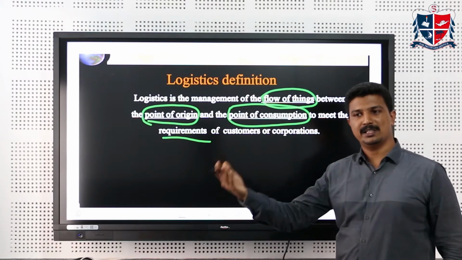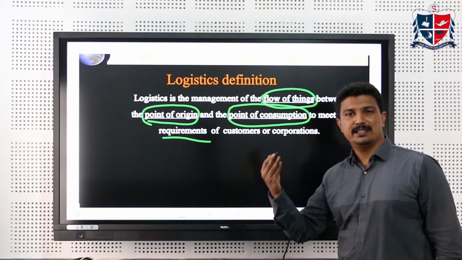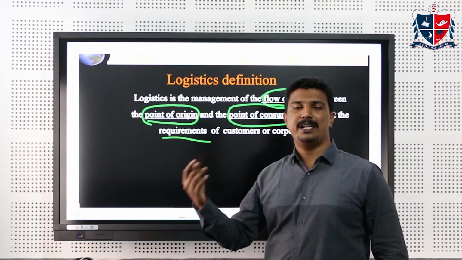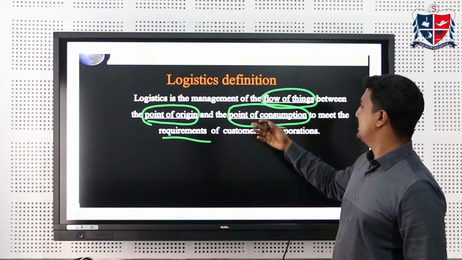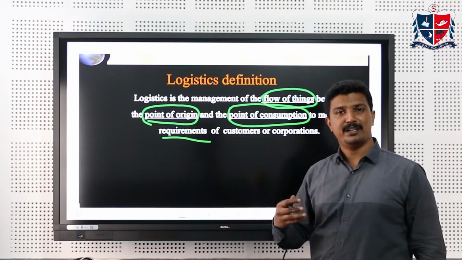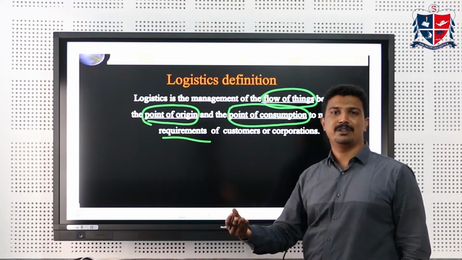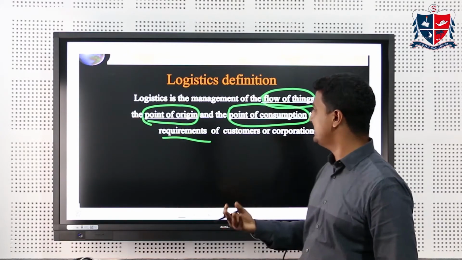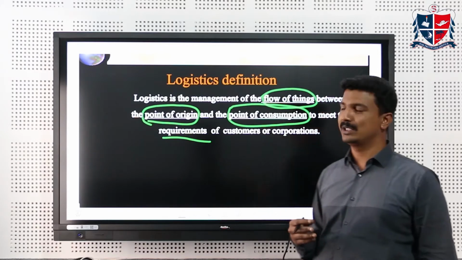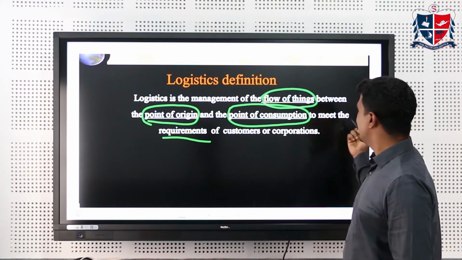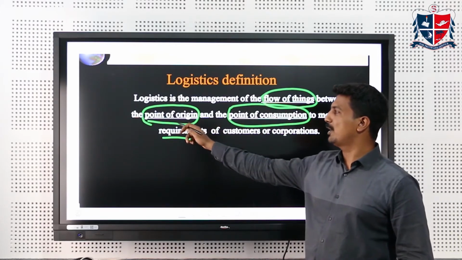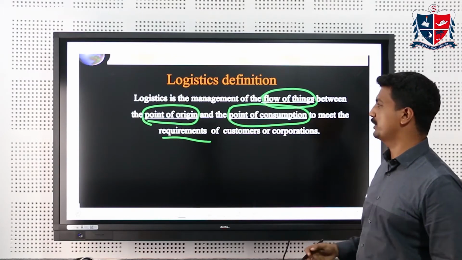Point of origin means the place where we are getting the raw materials, and the point of consumption means the destination place where we consume the finished goods. So there is a gap from the point of origin to the point of consumption.